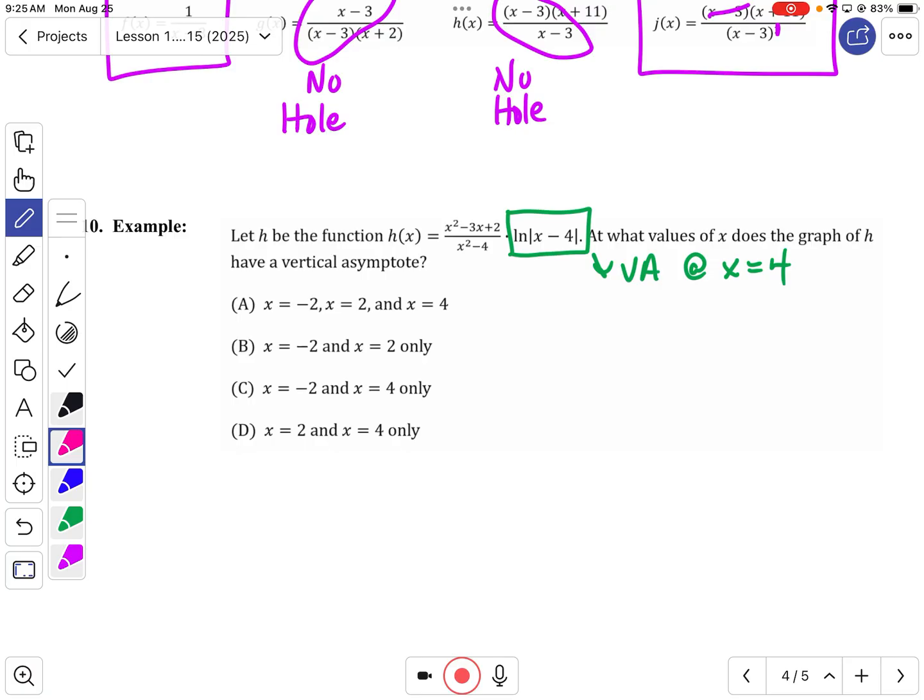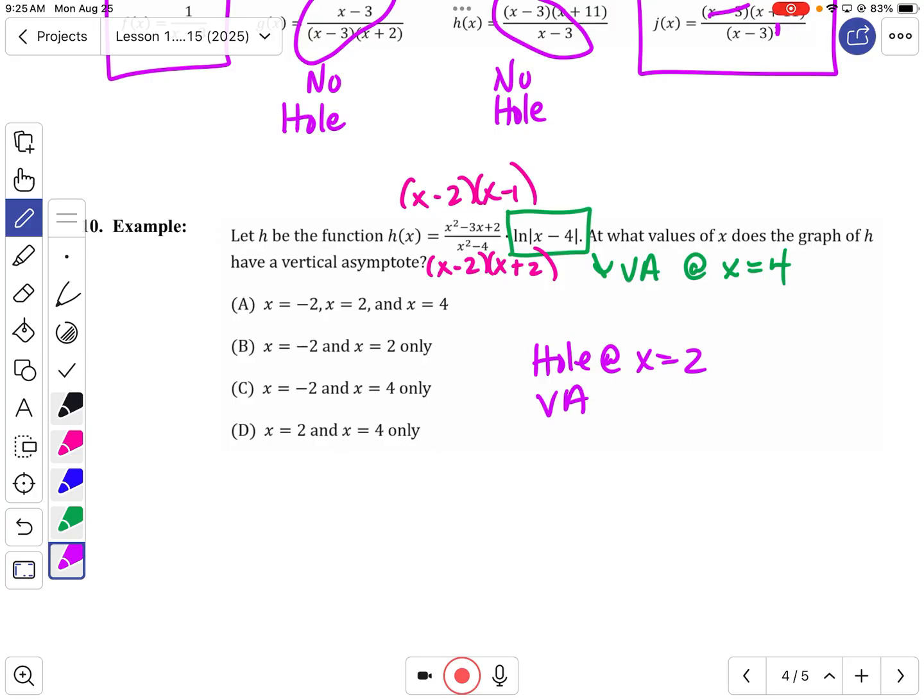But now let's talk about that rational function that's there. How are we going to know if they're holes or if they're asymptotes? You have to factor. So factor your numerator: x minus 2, x minus 1. And your denominator: x minus 2, x plus 2. Are we going to have a hole for this one? Yeah, the hole is going to be at x equals 2, so that will not be a vertical asymptote. And where will the vertical asymptote be? At x equals negative 2. So I'm looking for negative 2 and positive 4, which would be C.